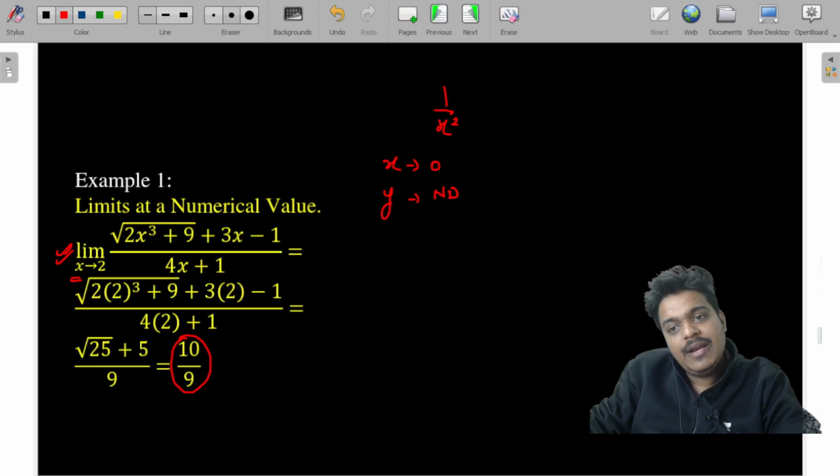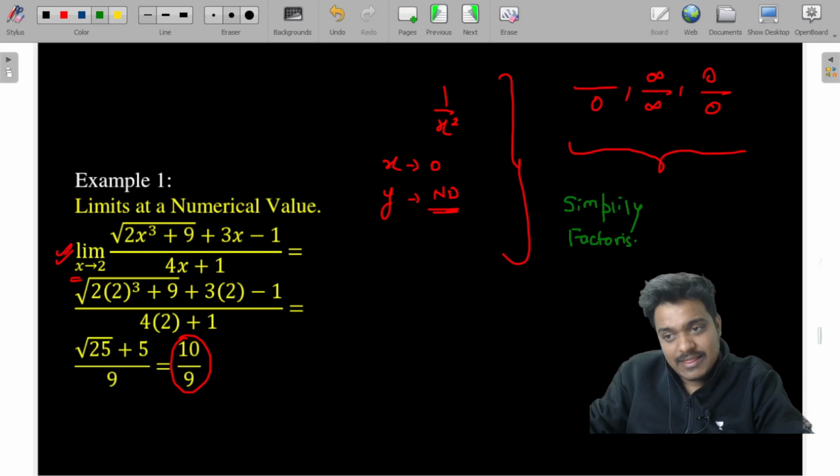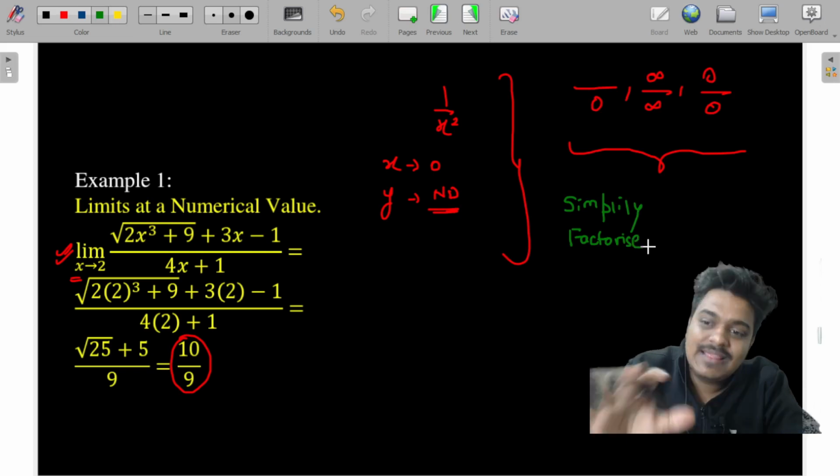In this case, you can simplify the equation and then put the value. You can factorize it and then put the value. It might be possible that after simplifying it, factorizing it, or rationalizing it. So these are some of the methods which help us to get rid of these situations. But there is another method you will learn about, L'Hospital rule.